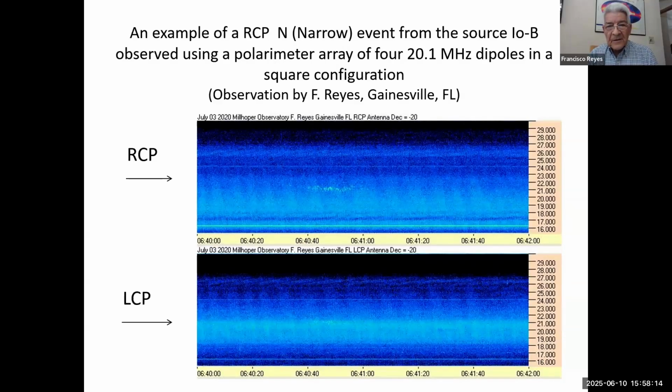Here you have another one. This is a record that I made at home near here in Gainesville, Florida. I'm using four dipoles in a polarimeter array at 20.1. You can see here part of what is called the N event, or N emission, narrowband emission, which is right hand, and you can see almost nothing in the left hand.